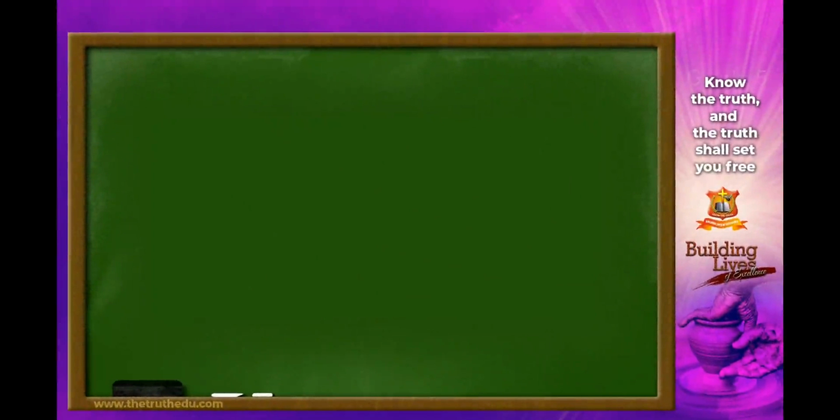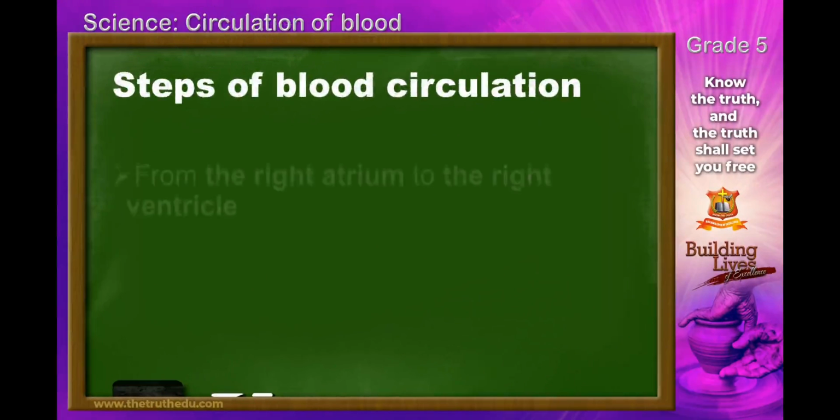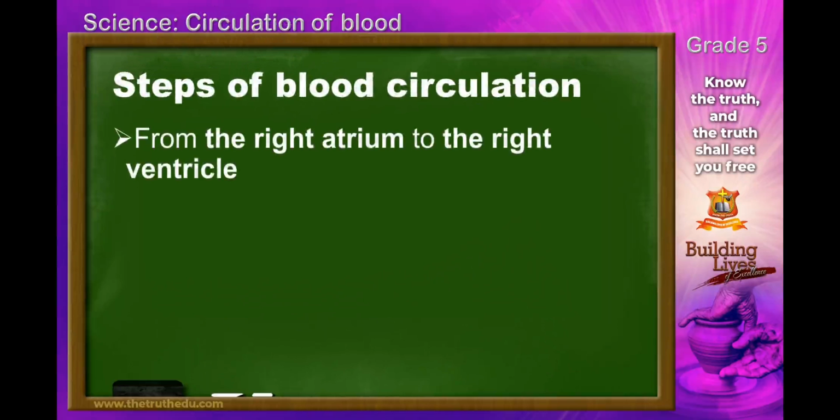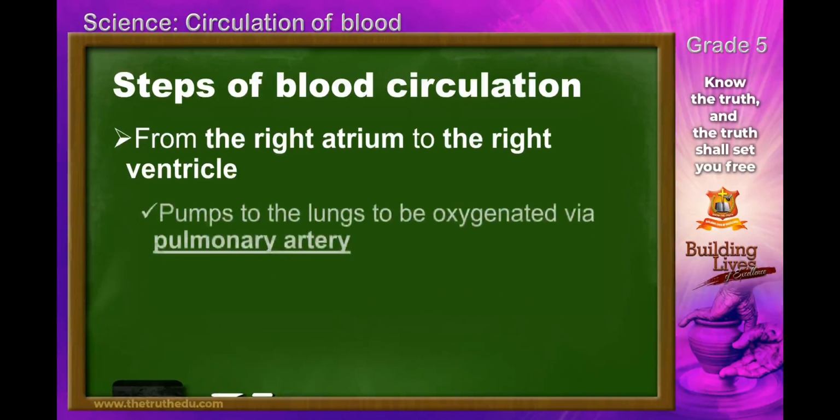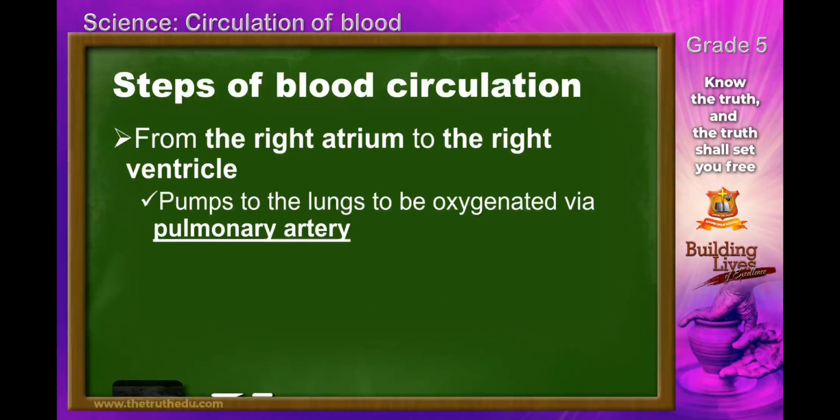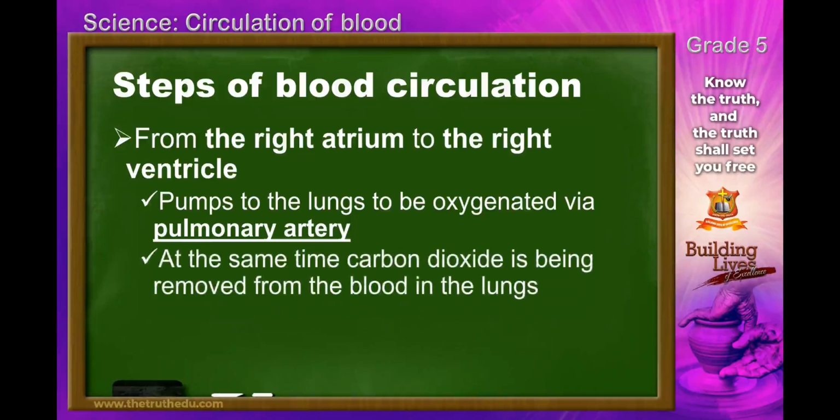Now the second step is that from the right atrium it is sent to the left atrium via a valve, and there it is pumped to the lungs to be oxygenated through the pulmonary artery. You will come to know what pulmonary artery is soon. And then this step is going on in the lungs, the carbon dioxide is being removed from the blood so that oxygen can take its place.